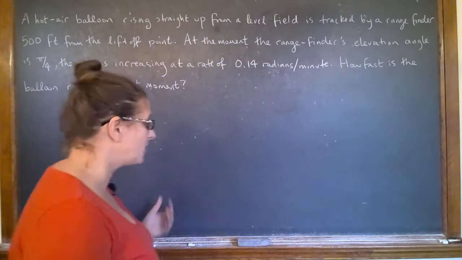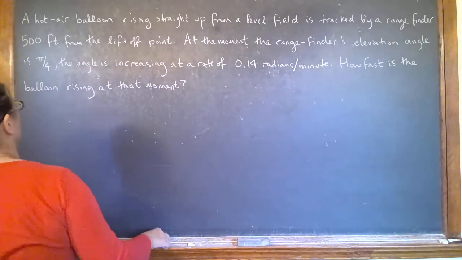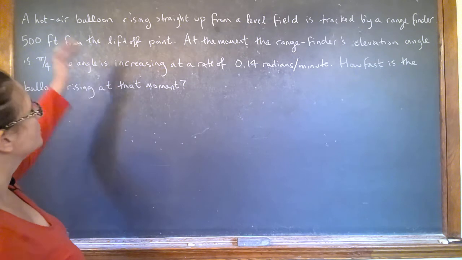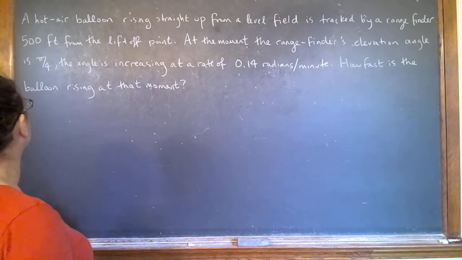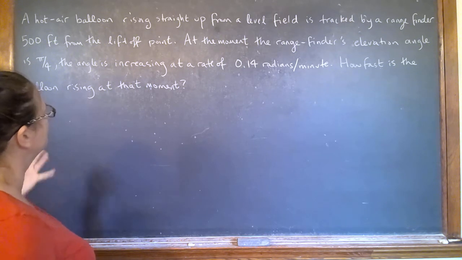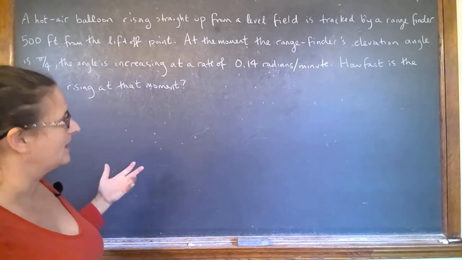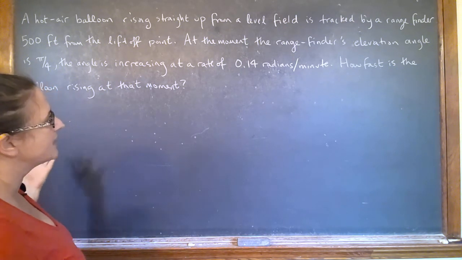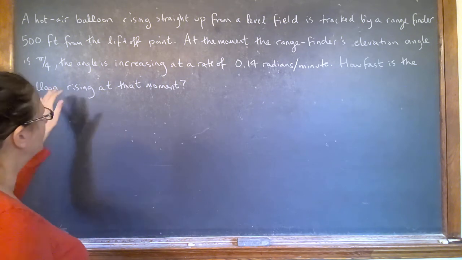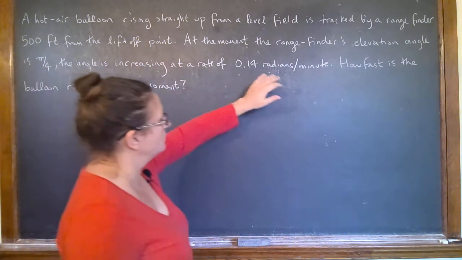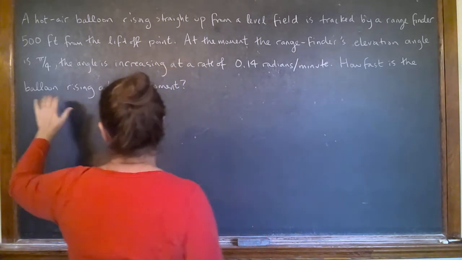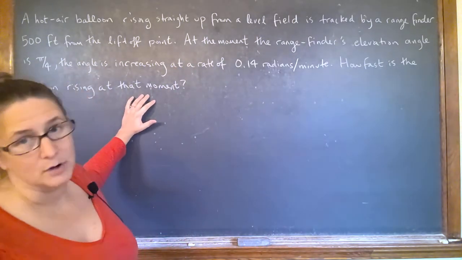Okay, so this problem is about a balloon. A hot air balloon rising straight up from a level field is tracked by a rangefinder 500 feet from the liftoff point. At the moment the rangefinder's elevation angle is pi over 4. The angle is increasing at a rate of 0.14 radians per minute. How fast is the balloon rising at that moment?